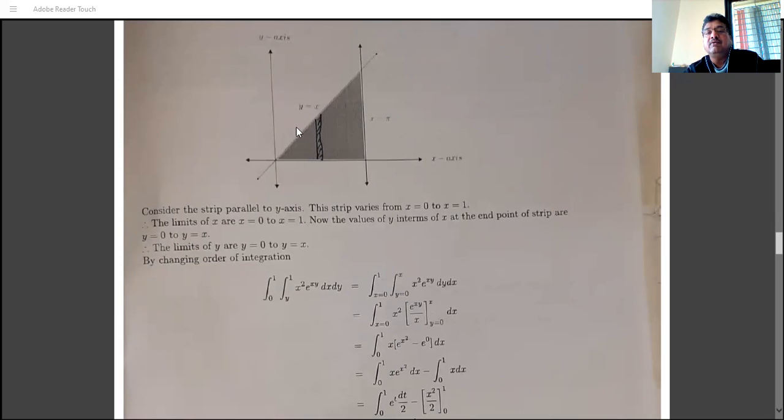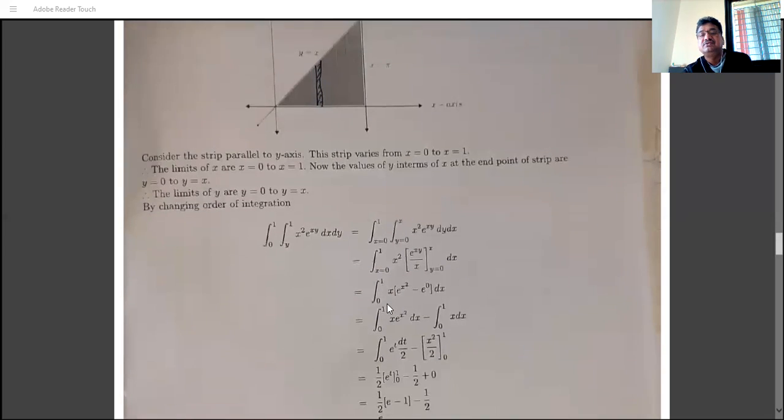And in order to cover this region, we have to move this strip from this point to this point. That is, at this point x is 0 and at this point x is 1. So x is equal to 0 to 1.